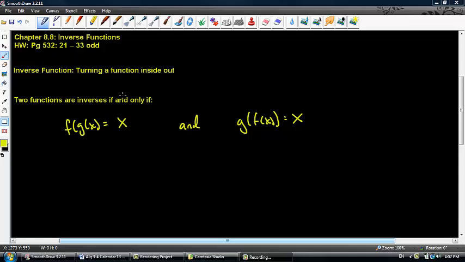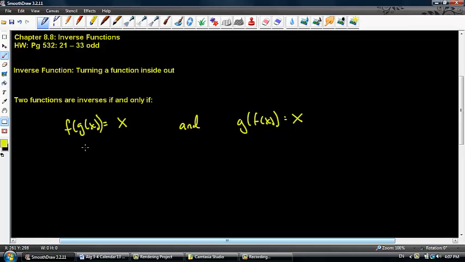Alright, today we are going to learn about inverse functions, which is chapter 8.8. Basically, an inverse function is turning a function inside out. And the first thing you guys have to know is that two functions are inverses if and only if f of g of x is equal to x.